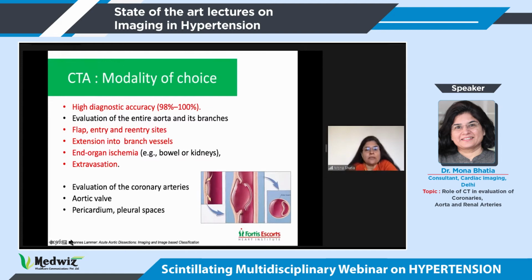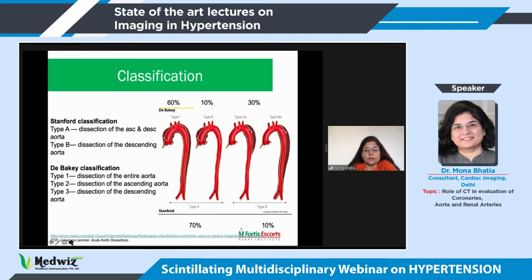We can see the evaluation of the entire aorta and its branches with the flap, the entry, the re-entry, extension to branch vessels, end organ ischemia, and extravasation. So we have classifications, which could be the Stanford classification, which type A involves the ascending and descending, or type B, which involves only the descending. The DeBakey classification is also there.